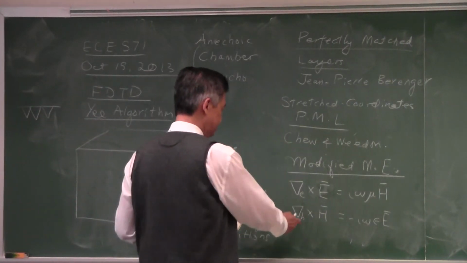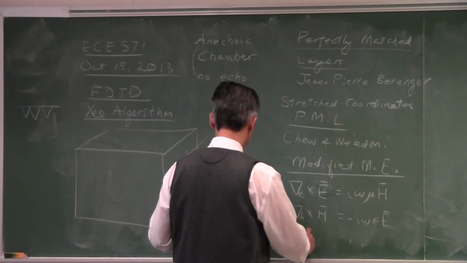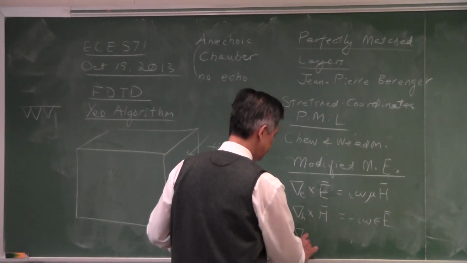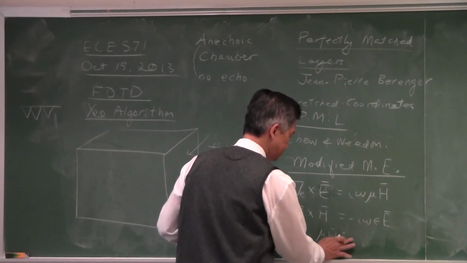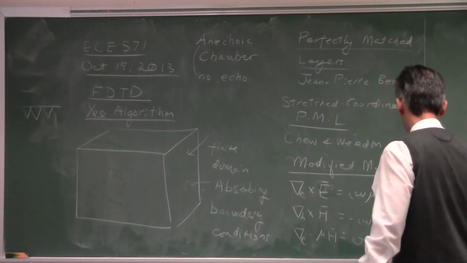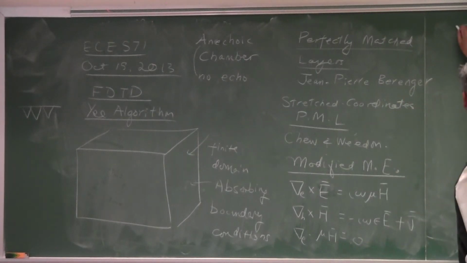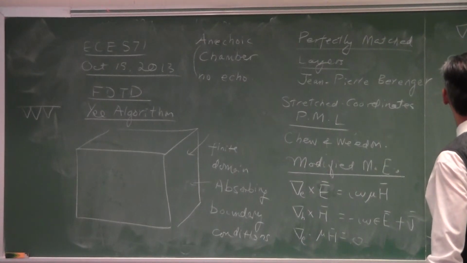And then you will have, because if you take the divergence of this equation, okay, you get this equation. So we have divergence of E dot mu H must be equal to 0. Okay, we can put a J here if we wish to. And then we have divergence of H dot epsilon E is equal to charge. Okay, so these are the modified Maxwell's equations. And we'll do coordinate stretching to modify this del operator.